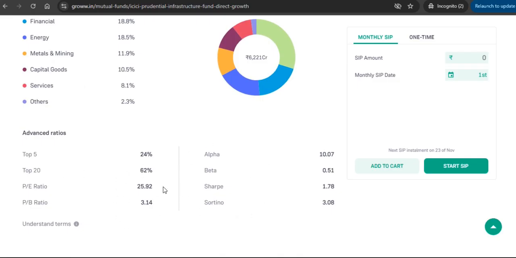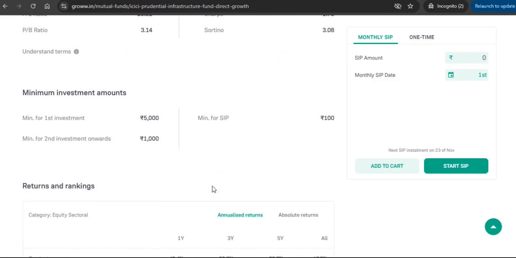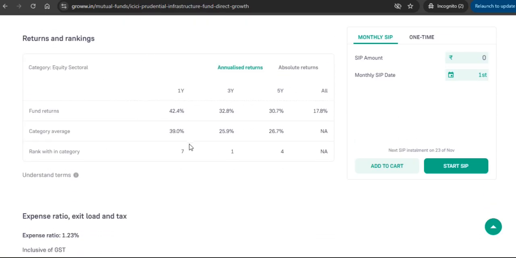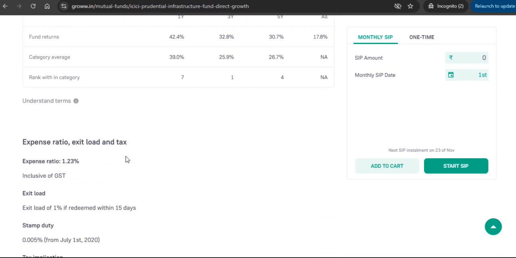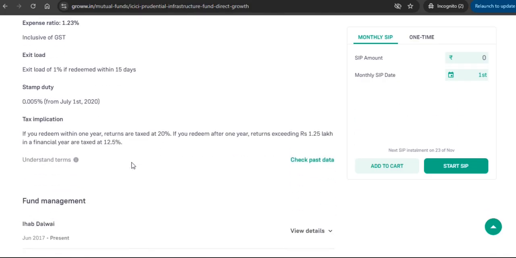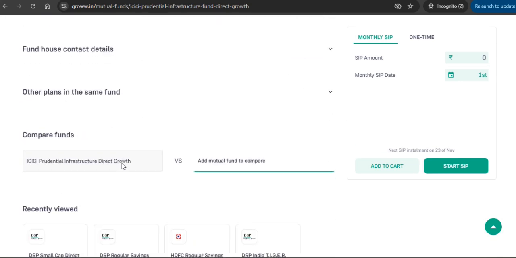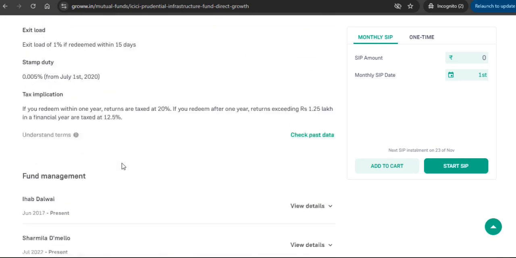I will talk more about this when we talk about performance analysis. You can also see the minimum for the first investment, the minimum SIP amount you can start with, how it performed in returns and rankings, the expense ratio, exit load, tax implications, and who the fund manager is for this mutual fund. So all the details you can see here.